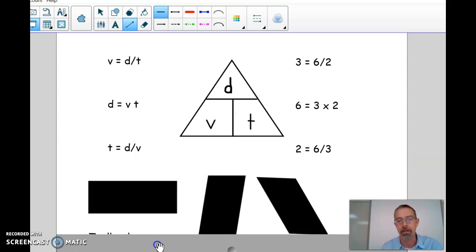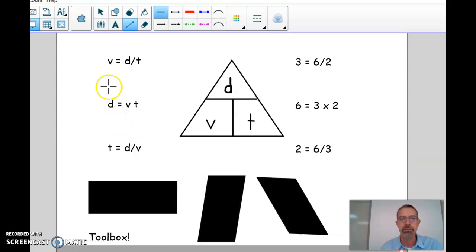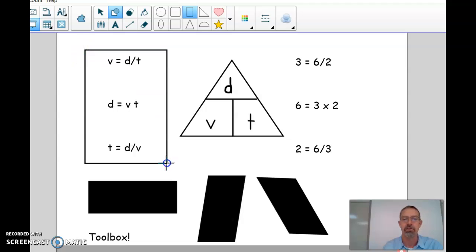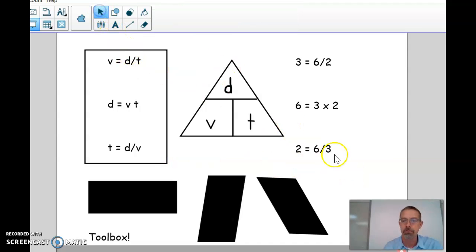Okay? I would call these equations part of my toolbox. Anytime I need an equation, I'm just going to go into my toolbox, grab one of these equations. But I've got a little trick for you to help you figure out which equation to use. And I'd ask that you draw this triangle in your notes along with everything else you've written so far.